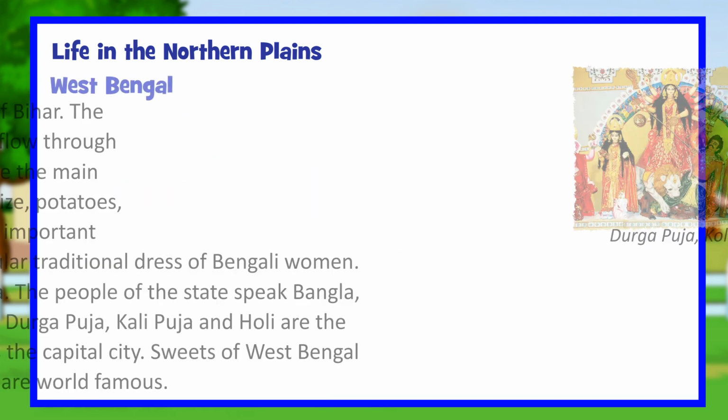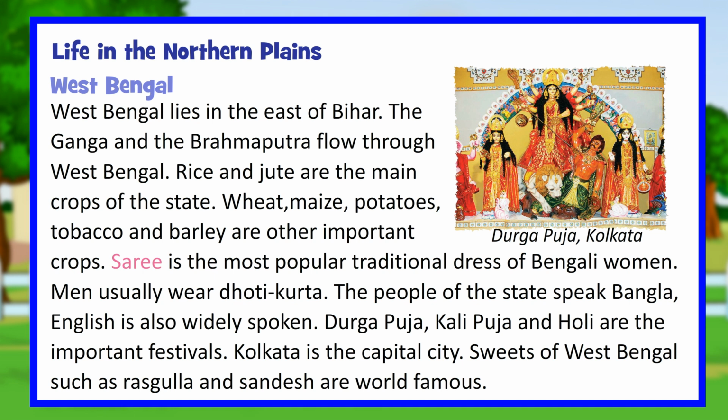West Bengal. West Bengal lies in the east of Bihar. The Ganga and the Brahmaputra flow through West Bengal. Rice and jute are the main crops of the state. Wheat, maize, potatoes, tobacco and barley are other important crops. Sari is the most popular traditional dress of Bengali women. Men usually wear dhoti kurta.